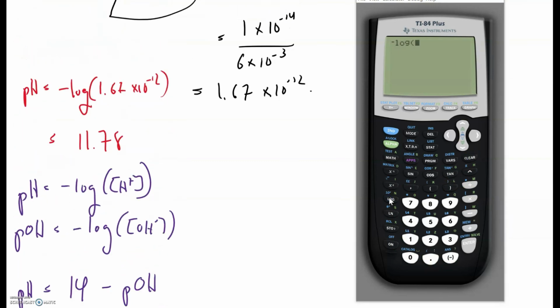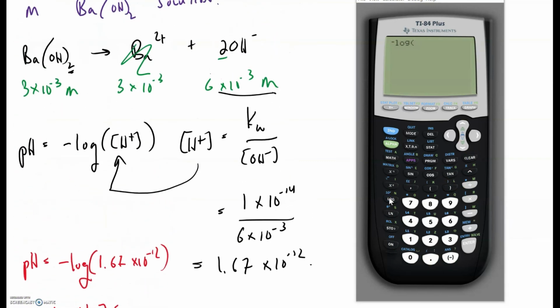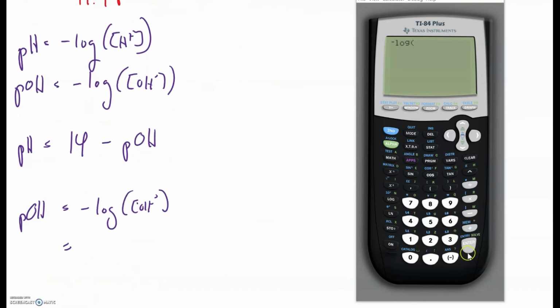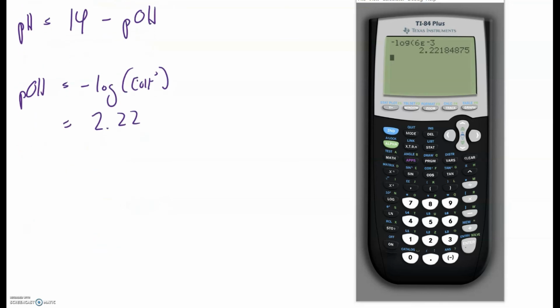Now remember, our OH minus in this situation is 6 times 10 to the negative 3rd. So let's plug that in. 6 times 10 to the negative 3rd. Make sure we enter it right. Here we go. This is our pOH, 2.22.